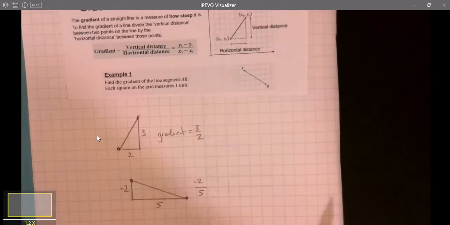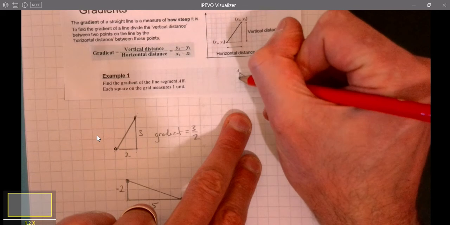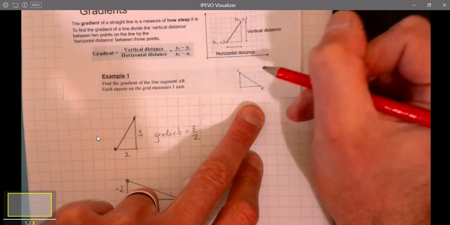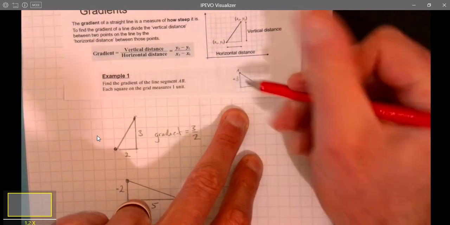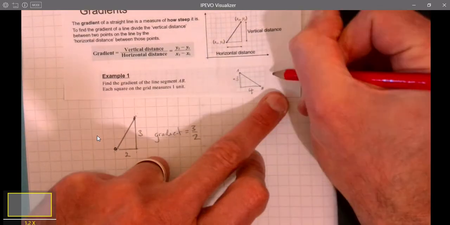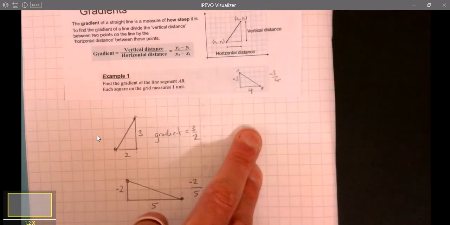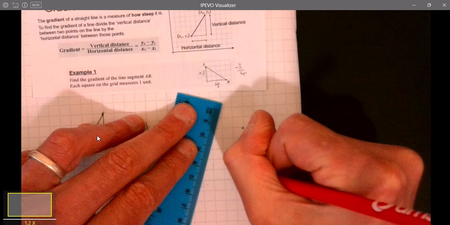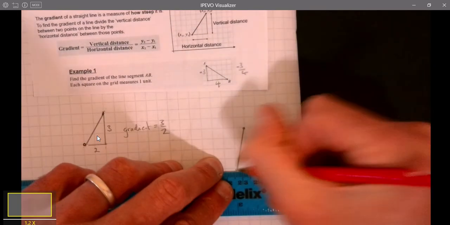Yeah, let's quickly do this one here that was actually on our little grid here, look. It goes 1, 2, 3, and then 1, 2, 3, 4. So it's going down, so it's -3. It's going across 4. So the gradient is -3 over 4. It's a negative gradient. Here we go. That goes to something nice, then just write that down.